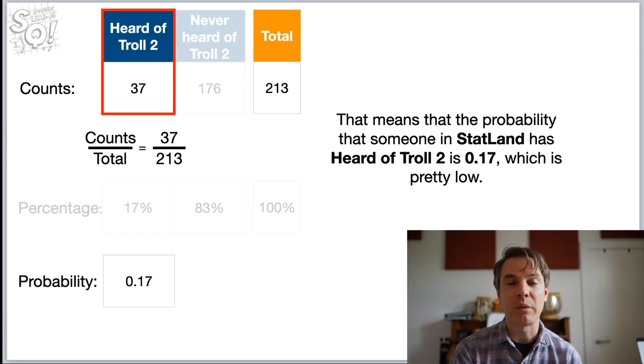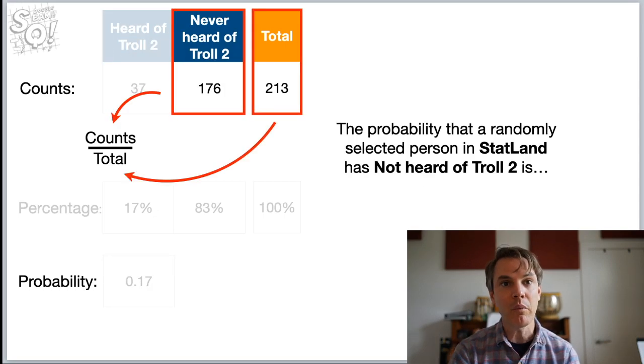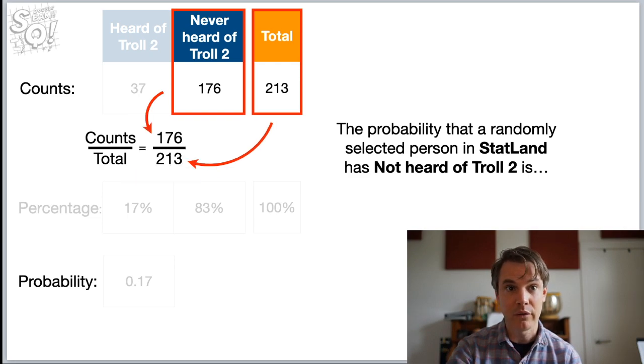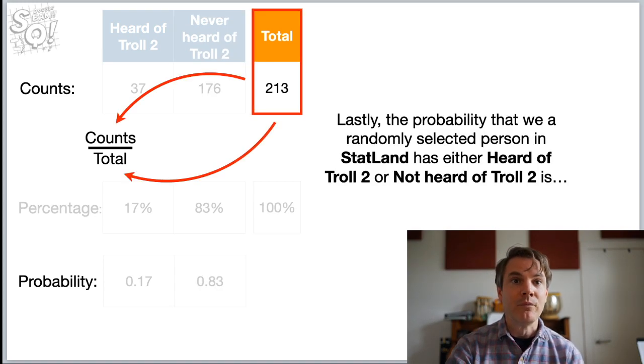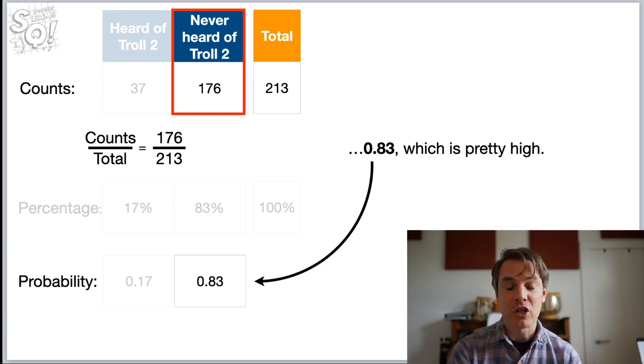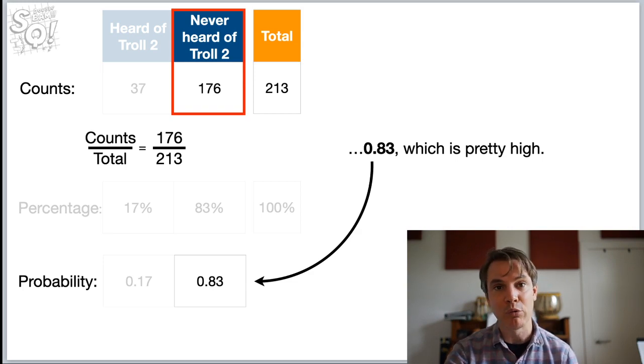Okay, 0.17, what does that mean? That means that the probability that someone in Statland has heard of Troll 2 is 0.17, which is pretty low, which means we're unlikely to just run into someone randomly and they're going to say, hey, I've heard of Troll 2. The probability that a randomly selected person in Statland has not heard of Troll 2 is 0.83, which is pretty high. And that means there's a good chance if we randomly bump into someone that they're going to say, no, I've never heard of that movie. I don't care about that movie.